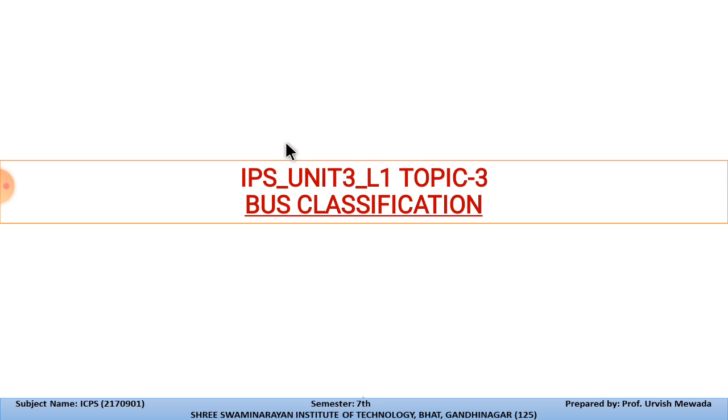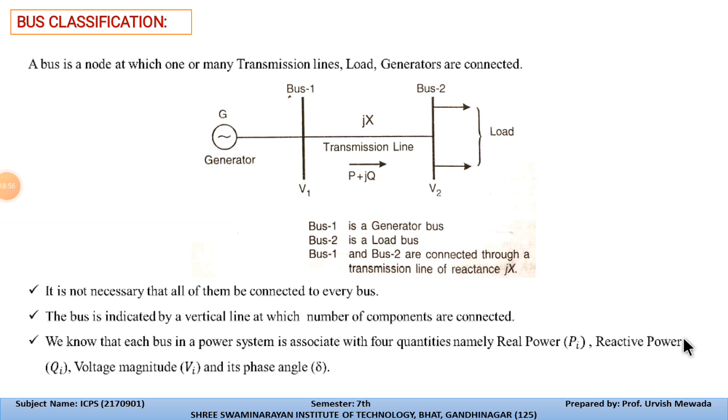Now topic number 3 in this lecture is bus classification. In a power system we have the nth number of buses, but these buses are classified according to the transmission of the power, and from the sending end to the receiving end buses are classified with different names. So let us discuss the bus classification first.